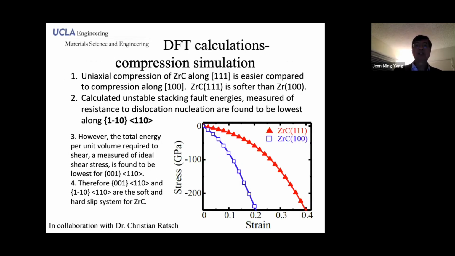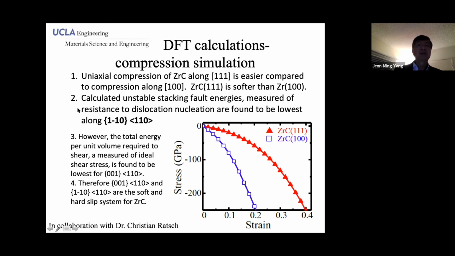So here is a typical result from the DFT calculation. Here is the uniaxial compression of the zirconium carbide, 111 in red and 100 in blue. The compression of the zirconium carbide along 111 is easier compared to the compression along 100. So the zirconium carbide 111 is clearly softer than the zirconium carbide 100.